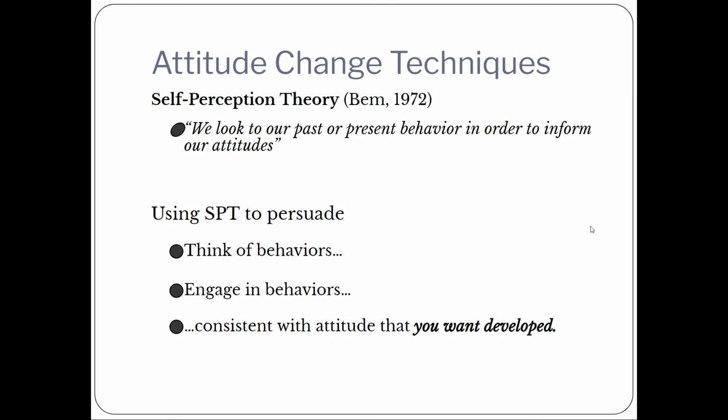So for example, we could use self-perception theory to persuade people to think of some behaviors, or even better, to engage in behaviors consistent with the attitude that you want them to develop. Then people are more likely to gradually adopt that attitude. For example, on college campuses, typically the recycle bins are put right at the door. This nudges people toward recycling consistently, right? Because it's so convenient, people just recycle.